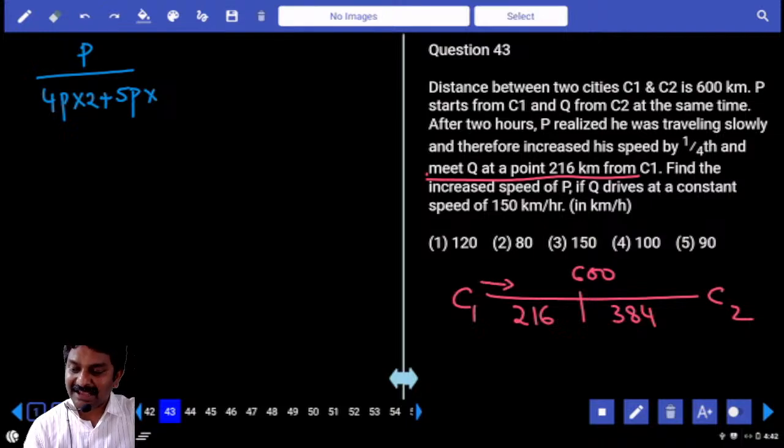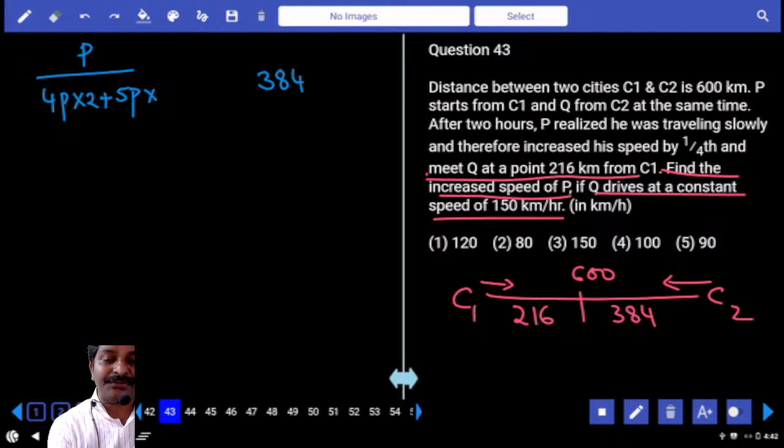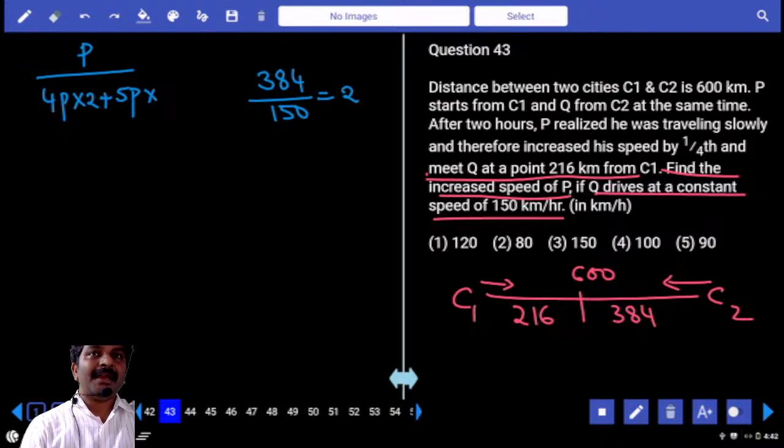Both started at the same time and were in journey till the meeting. So the total time traveled by P to meet Q or Q to meet P, both are equal. Find the increased speed of P, that is 5 parts we need to calculate. Q drives at a speed of 150 kilometers per hour. So the time taken by Q to cover 384 kilometers at 150 kilometers per hour is 384 by 150, which is 64 by 25.